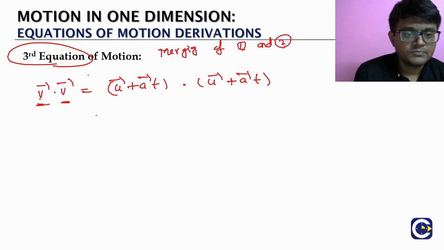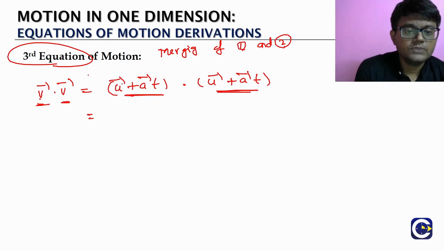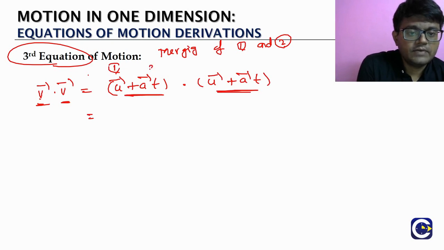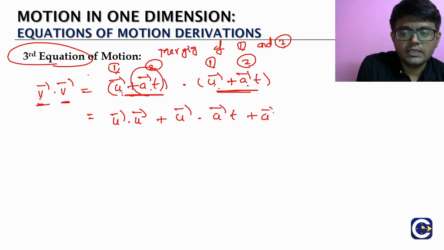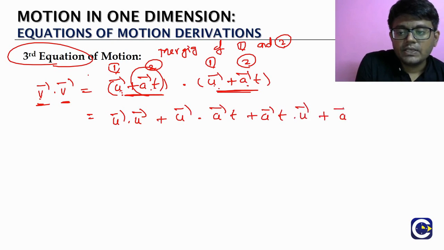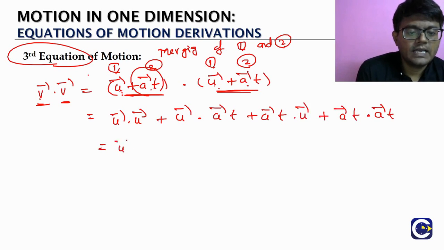Now we have to apply the distributive law. Here, this is the first term, this is the second term. So first, what we will do? Take the u, do a dot product with the first term here, and the second term there. Take that at, do a dot product like that. So first we will have what? u dot u, plus u dot at. Then we will take at, so at dot u, plus at dot at.